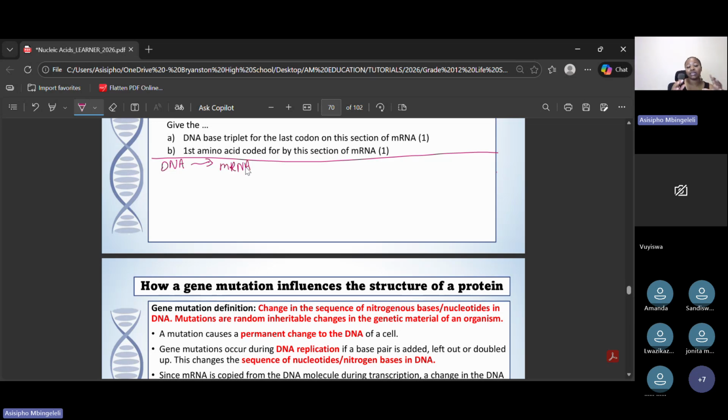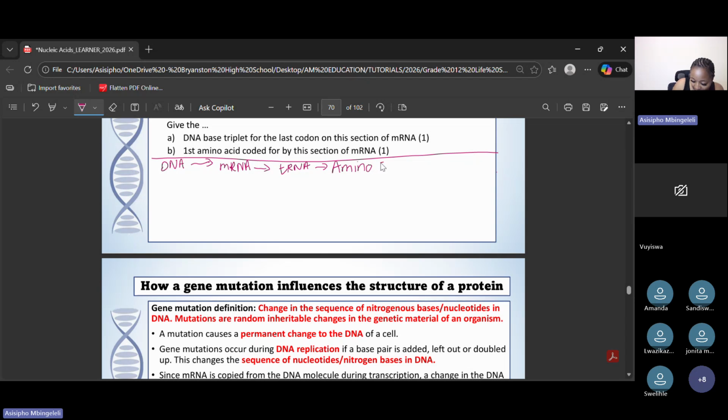Then this messenger RNA will move out of the nucleus and attach itself to the ribosome. In order for transfer RNA to be formed, it will use the codons from the messenger RNA in order to have the specific amino acids that are coded for by the anticodons. So we start with DNA, then we have messenger RNA, and then we get transfer RNA. The transfer RNA will pick up specific amino acids that are determined by the codon of the messenger RNA, which is complemented by the anticodon of the transfer RNA. Then we form the amino acids.